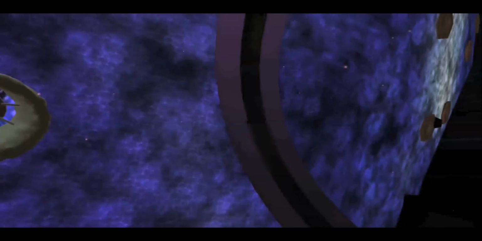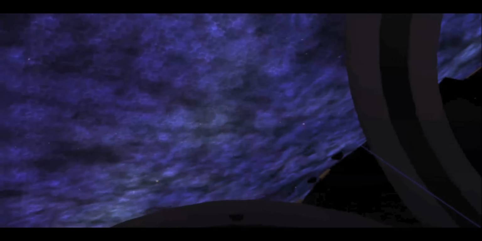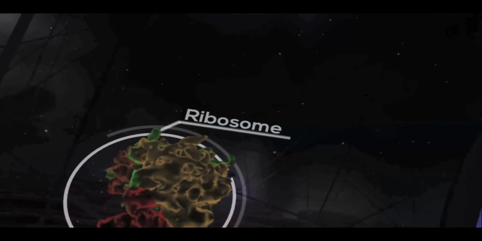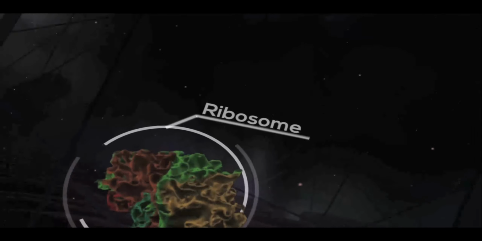Let's exit the nucleus through a nuclear pore. We have exited the nucleus and are now floating through the cytoplasm. Surrounding the nucleus is the rough endoplasmic reticulum, or RER, a maze-like structure made of flattened membrane, studded with ribosomes. The RER maintains a vital role in protein synthesis.